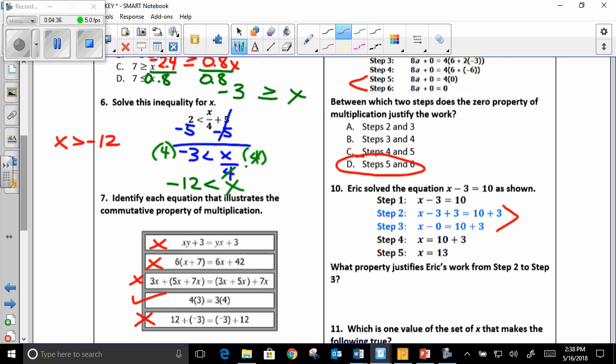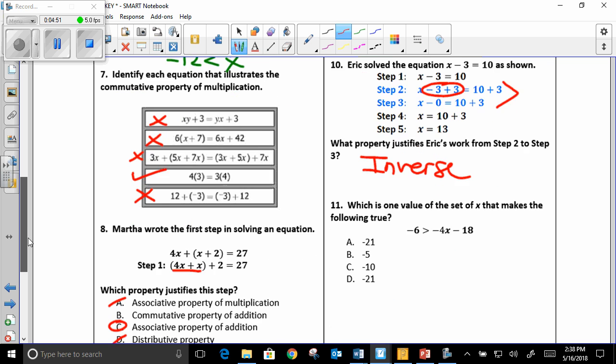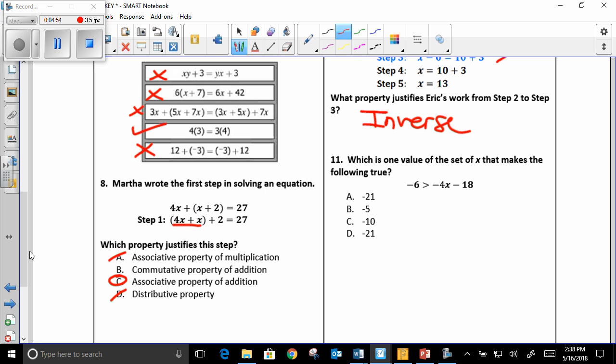Well, what's the difference here? Looks like this right here. So a negative 3 plus a 3 is the inverse property. Remember, inverse, the opposite? Number 11, which is one value of the set of x that makes the following true?